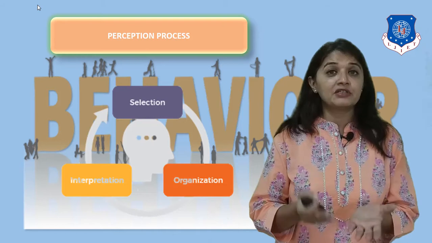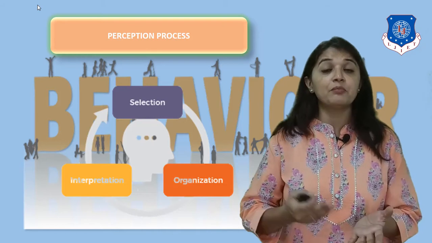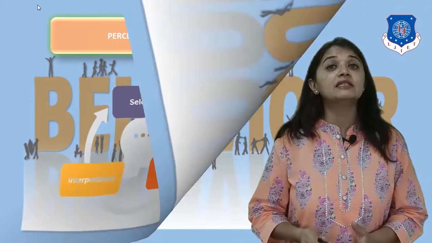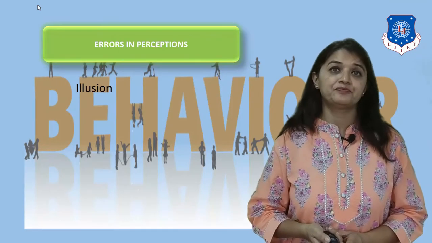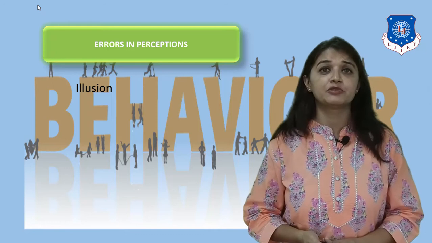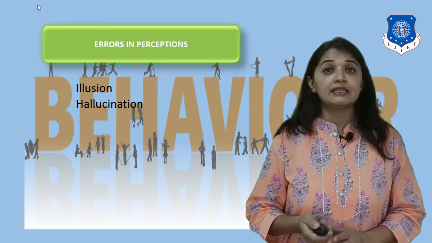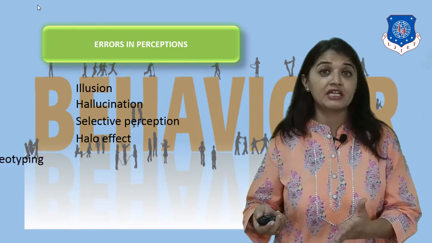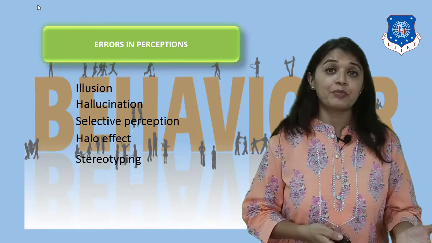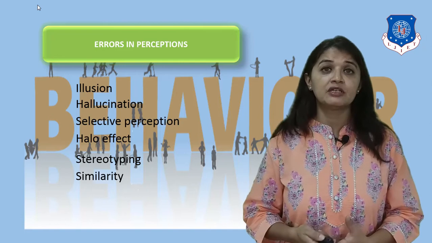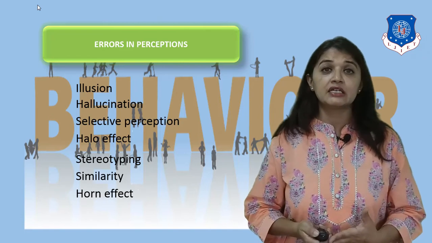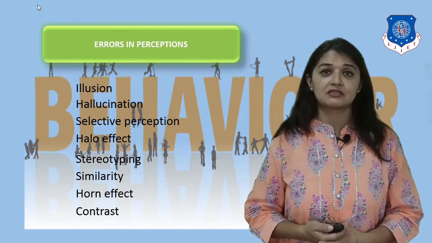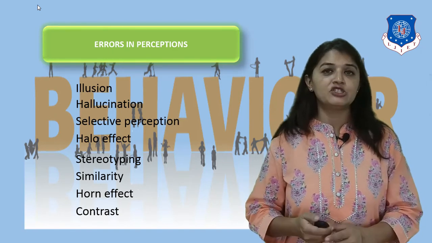So that means perception may be completely different from reality. So let us see what the errors in perception are. The first error in perception is illusion, then hallucination, selective perception, the halo effect, then stereotyping, which is again an error in perception, then similarity, also the horn effect, and lastly contrast. So let us see each of these errors one by one.